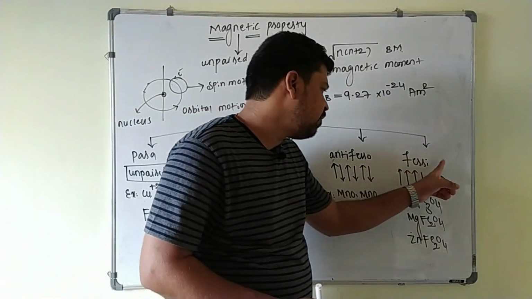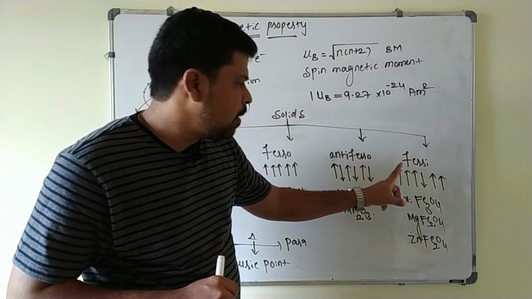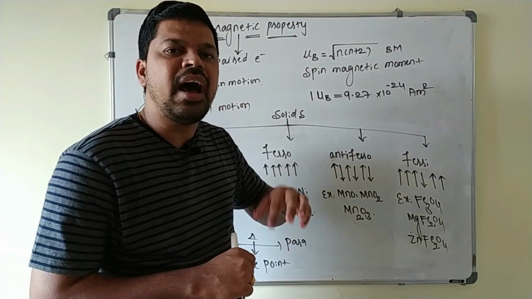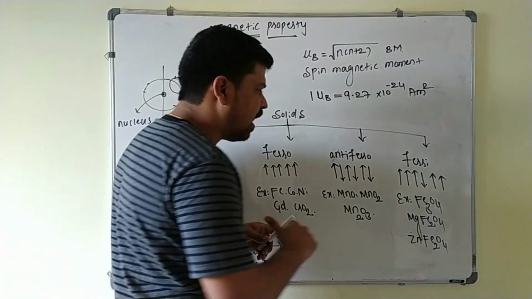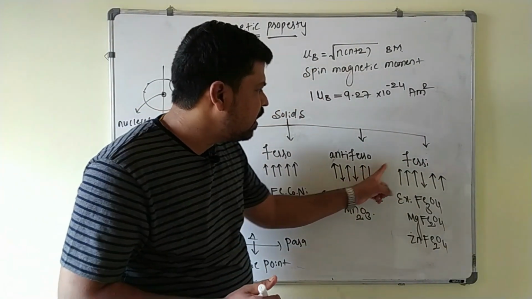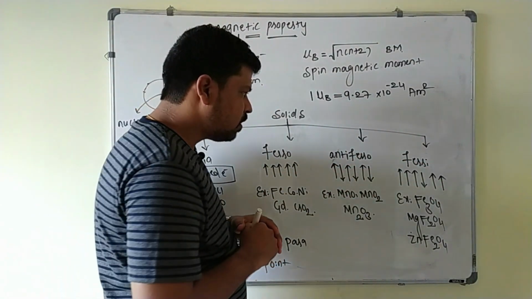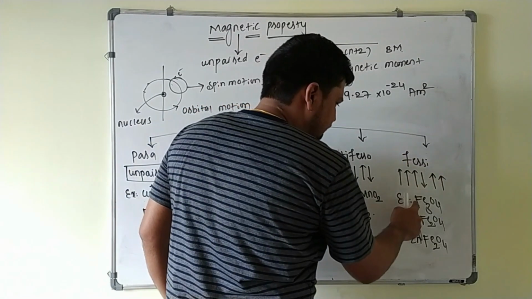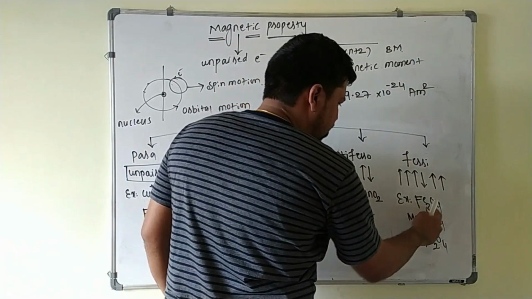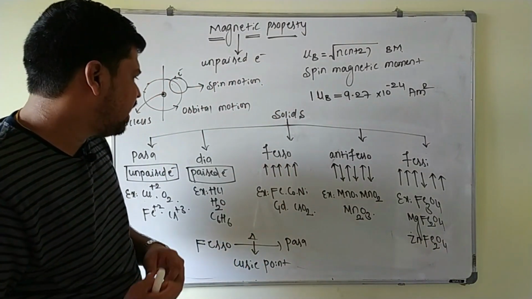Now the last one is ferrimagnetic substance. In this one, the domains are arranged in a parallel and anti-parallel manner in unequal numbers, so they are weakly attracted by the applied magnetic field here. So these are ferrimagnetic substances. Examples are iron oxide, magnesium iron oxide, and zinc along with iron oxide. These are the examples here.